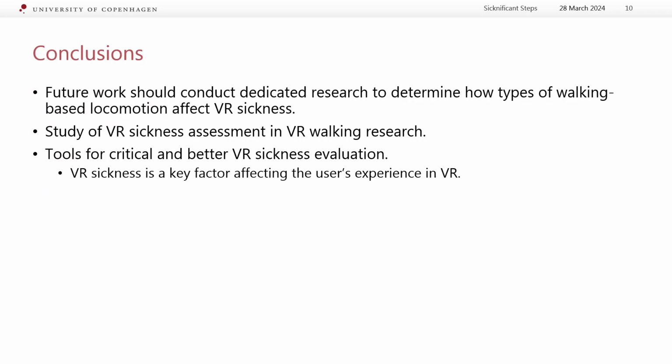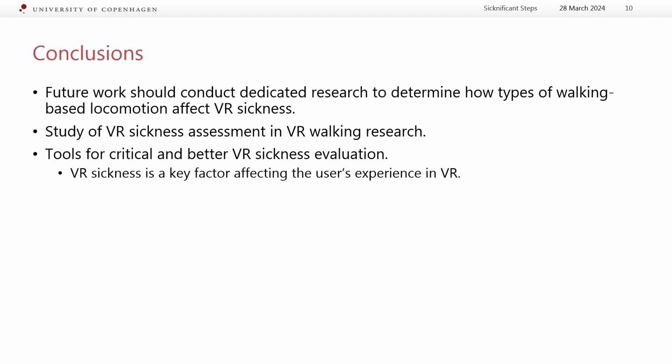In conclusion, we found that doing a meta-analysis on these studies in our paper sample produced some limitations. The amount of variance and the amount of differences between study designs made it difficult to provide strong combined effect sizes. The distribution of scores and some differences are still interesting, and these are discussed in the paper, but if we want to determine how different types of walking-based locomotion affect VR sickness, dedicated studies are needed.